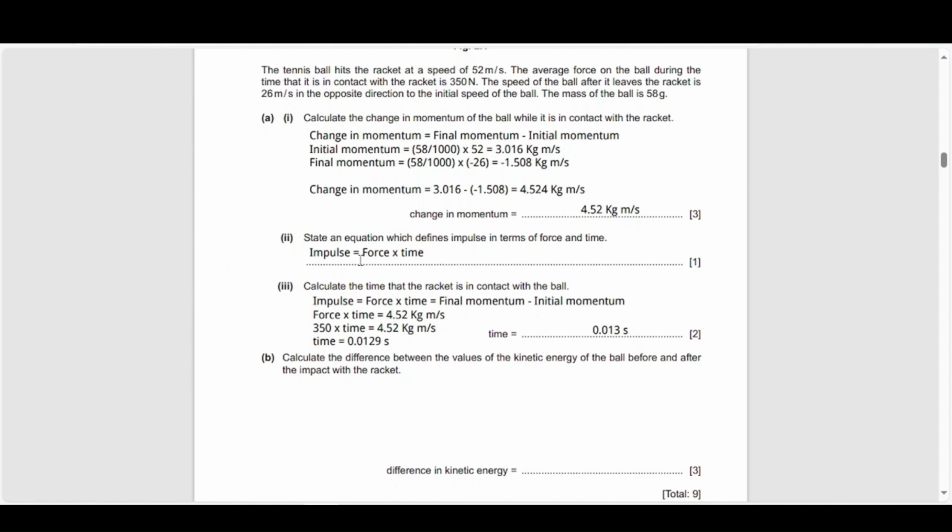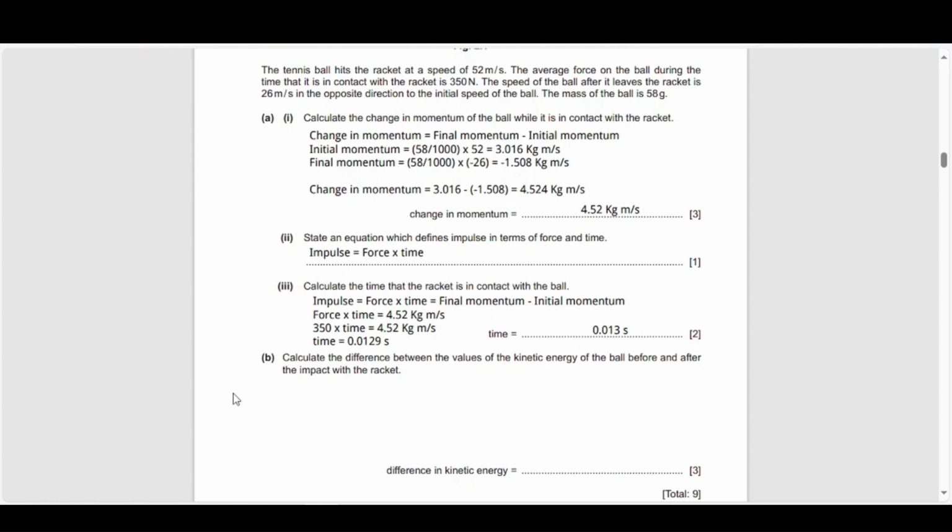So the third bit is calculate the time that the racket is in contact with the ball. So we know that impulse is equal to force times time. We also know that impulse is equal to change in momentum. So we know what the change in momentum value is, and then we know what the force is, which is given here to be 350 newtons. So all we have to do is equate this with this value and then make time the subject of the formula. Having done that, you get a contact time of 0.013 seconds, which is what I put down here.